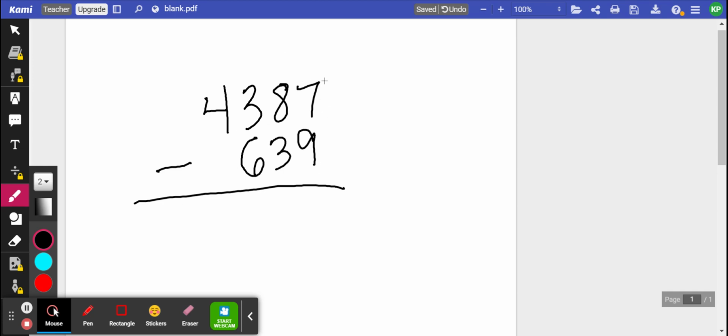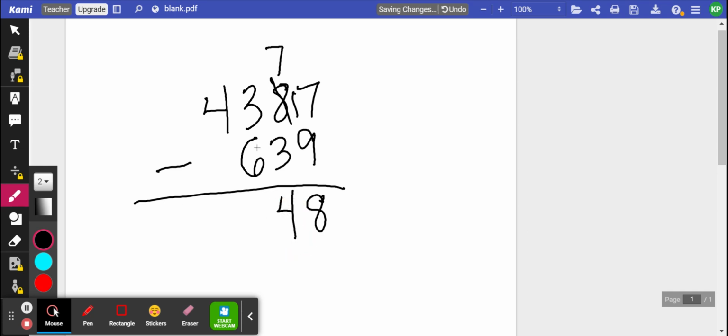Okay, starting in the ones column, we've got 7 minus 9. If I have 7 apples, can I eat 9? I cannot. So I'm going to go next door and I'm going to regroup. I'm going to take 1 away and I'm going to drop off that group of 10 that I just borrowed. Okay, now I've got 17 minus 9, which is 8. Now I've got 7 minus 3. If I have 7 apples, can I eat 3? I can, and I would have 4 left.